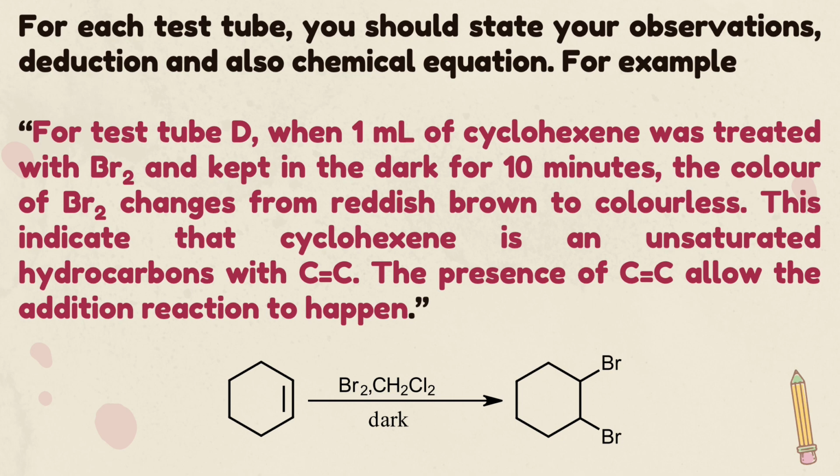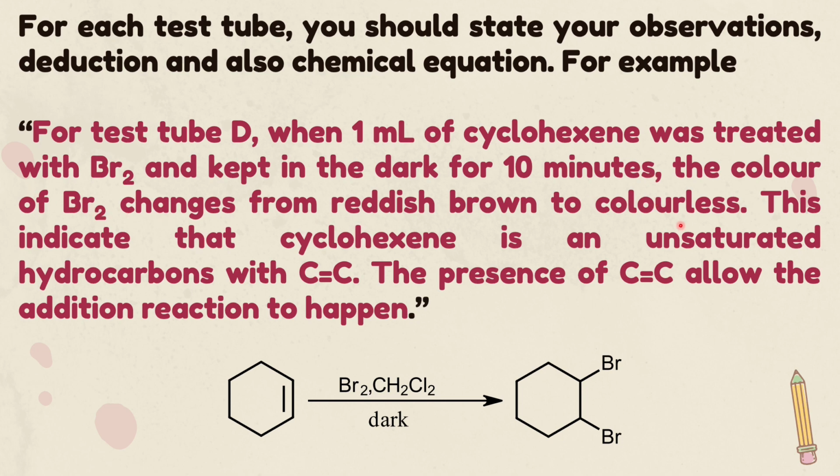So dekat setiap test tube tu, apa yang awak kena state adalah awak punya observation, deduction semula, and also awak kena tulis dia punya chemical equation. Okay, so let's say saya ada test tube D. Test tube D ini adalah cyclohexane yang saya cap in the dark. So apa yang saya boleh buat untuk discussion adalah, for test tube D, when 1 ml of cyclohexane was treated with Br2 and kept in the dark for 10 minutes, the color of bromine change from reddish brown to colorless.